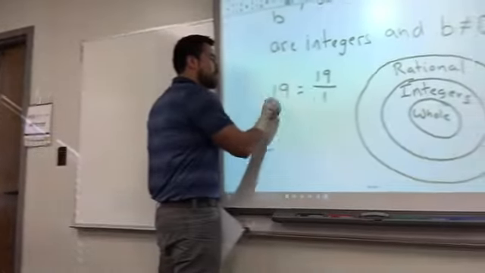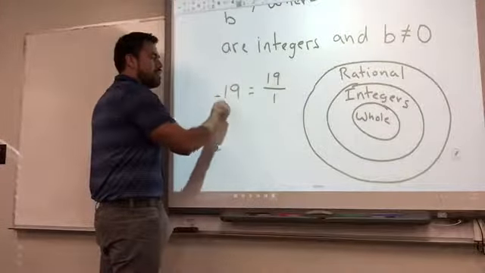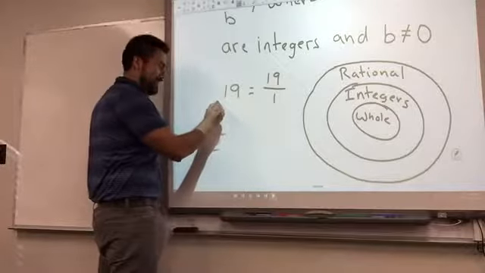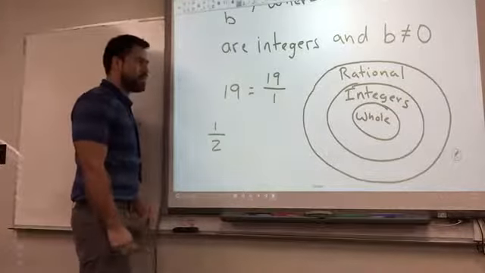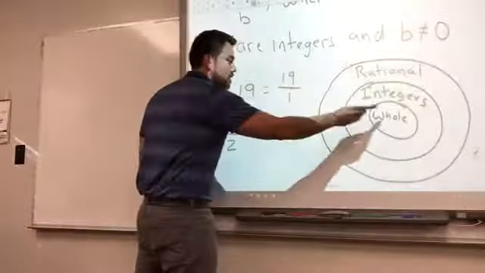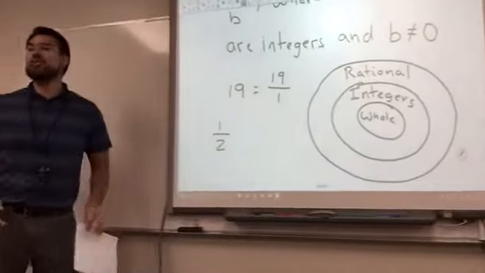All right, how about this? Is this a rational number? Yes. 19 over 1. Because it could be written as 19 over 1. Is this also a whole number? Yes. So here's logic.